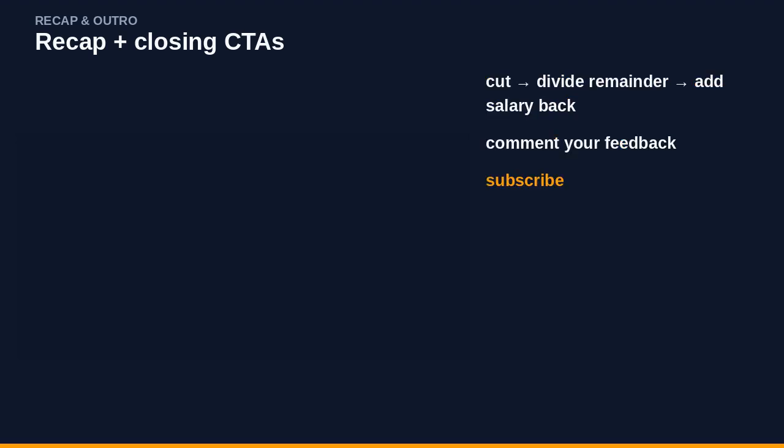You can now cut working partner salary off the top, divide only the remainder by investment time weights, and add salary back when total receipt is asked.